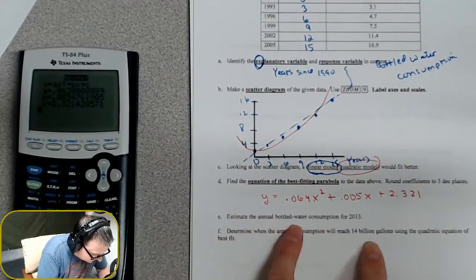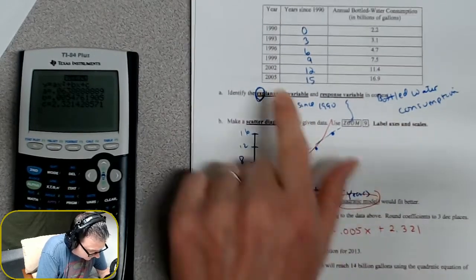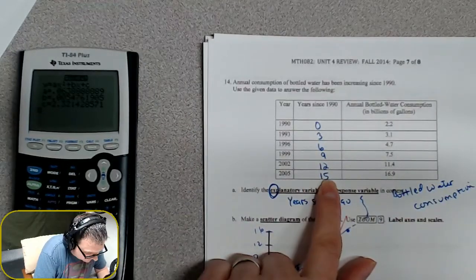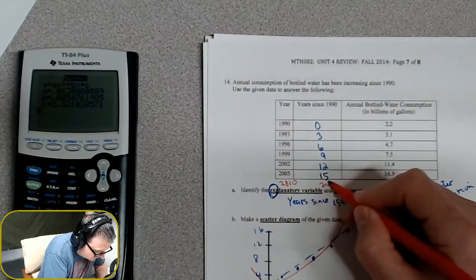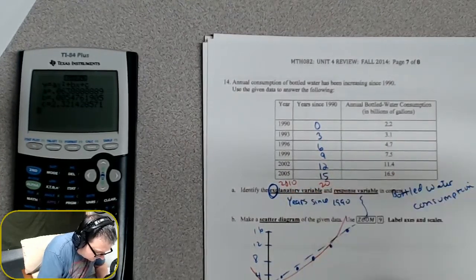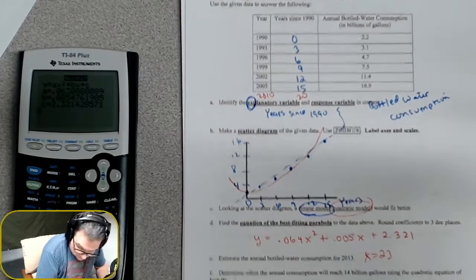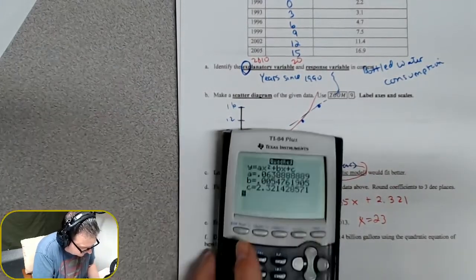Okay, so estimate in 2013. Now remember, let's check where 2013 was. 2005 is 15 years. 2010 would be 20 years. So 2013, the X would be 23 years. Okay, so I want to estimate that.